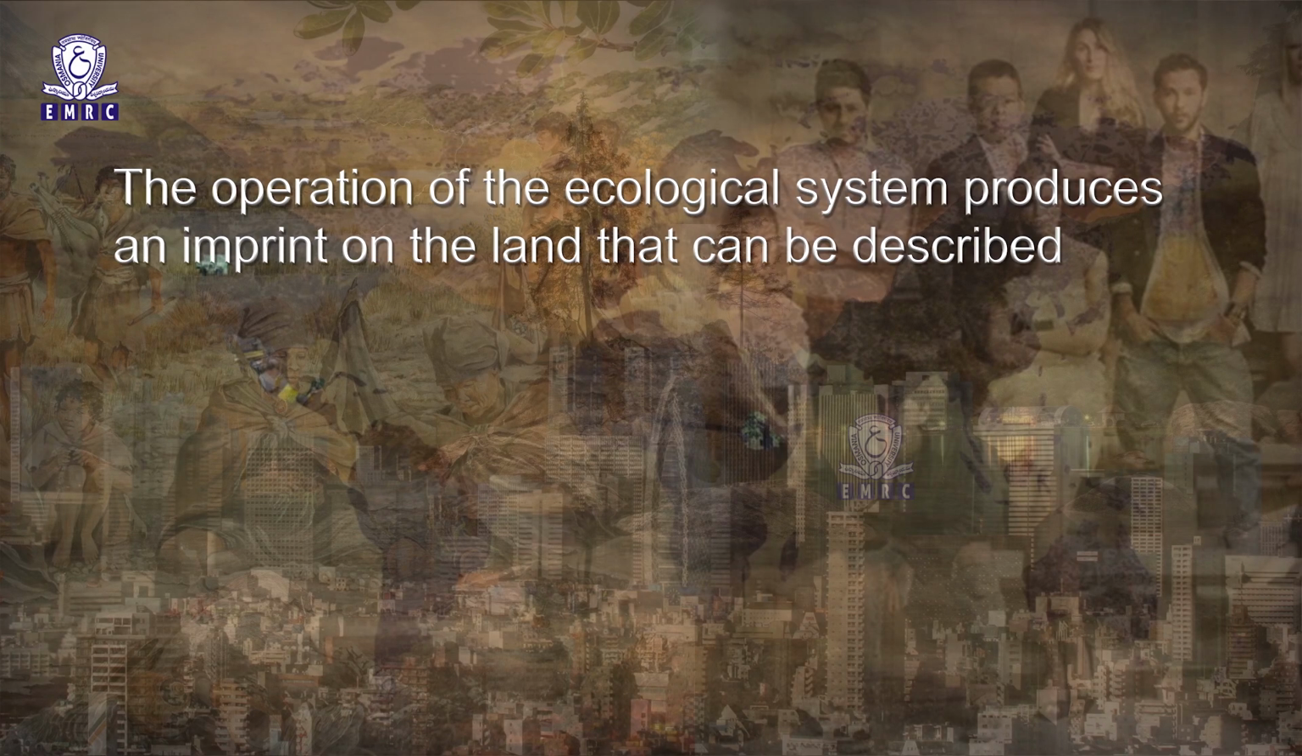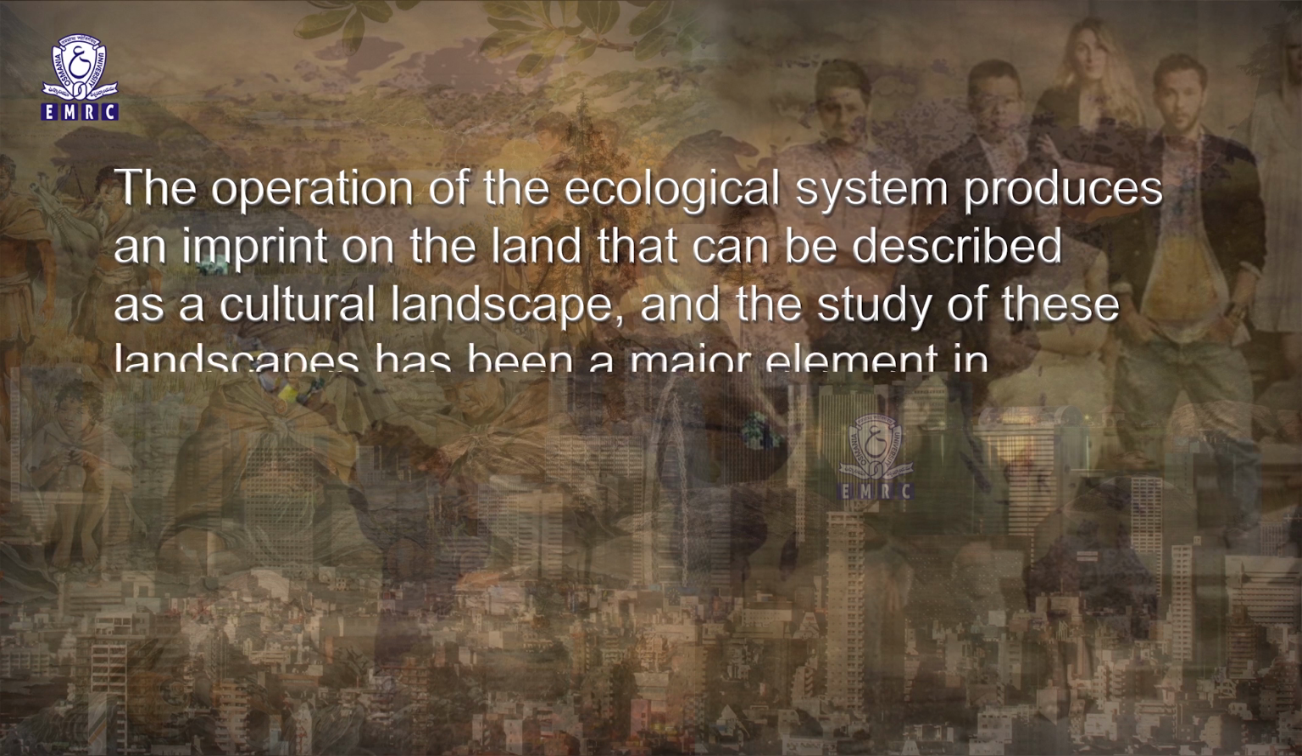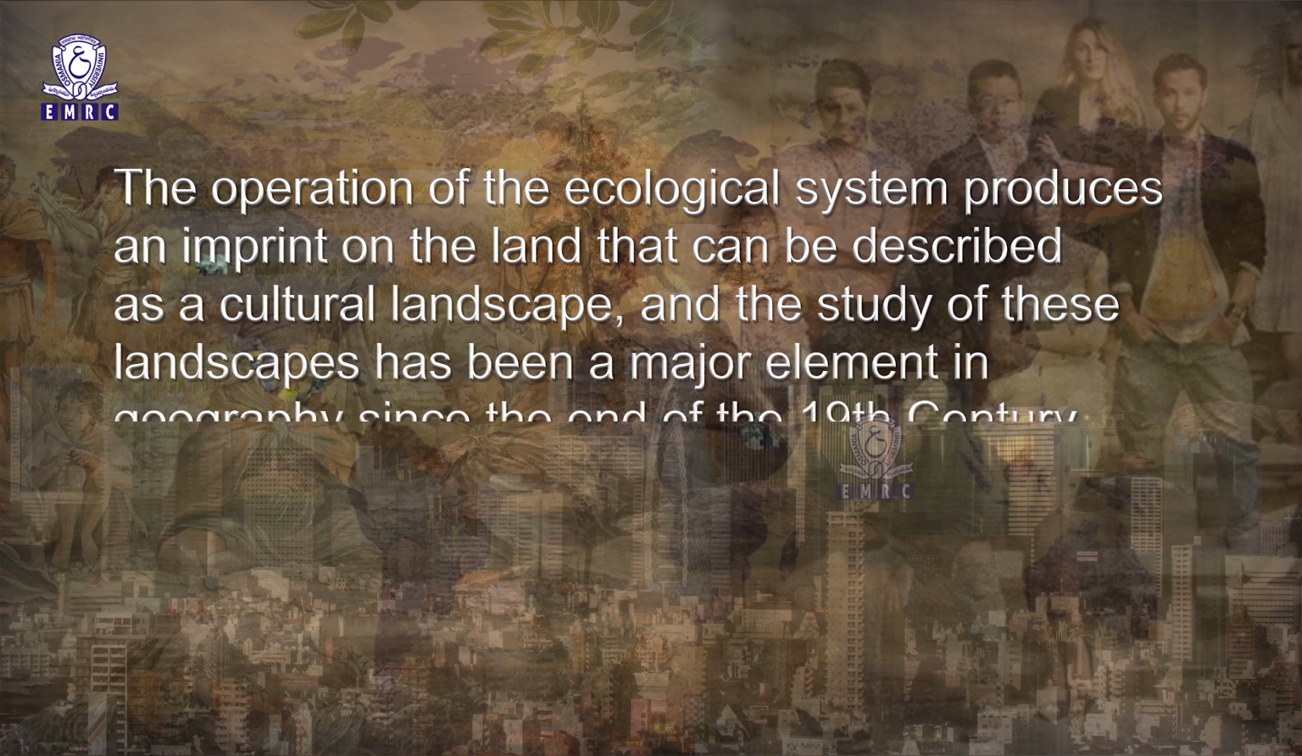The operation of the ecological system produces an imprint on the land that can be described as a cultural landscape, and the study of these landscapes has been a major element in geography since the end of the 19th century. However, geographers are now giving increasing attention to process rather than form, especially the role that culturally produced perceptions play in man's evaluation and use of the environment, which will be discussed.